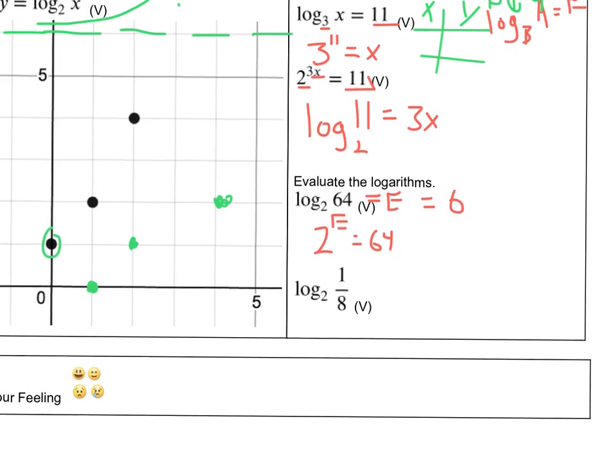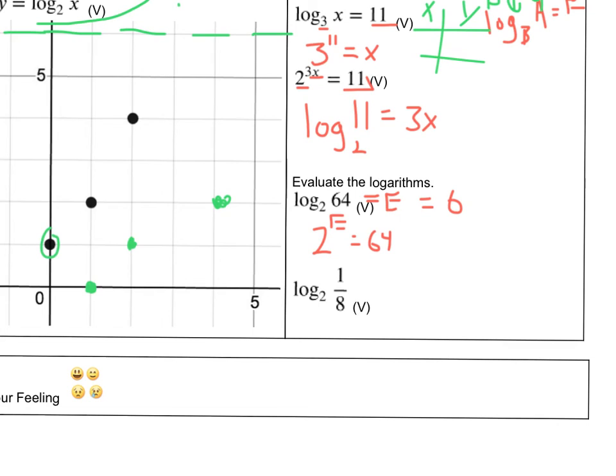For the last one, here we've got log base 2 of 1/8. And kind of similarly, I'm going to write this as 2 to the exponent is equal to 1/8. I know I've got to flip this. It might actually be a little bit easier for me to rewrite the right side this time. So I know this is going to be 1 over 2 to the 3rd, which I could rewrite as 2 to the negative 3. That means that the exponent is equal to negative 3, so negative 3 would be there.